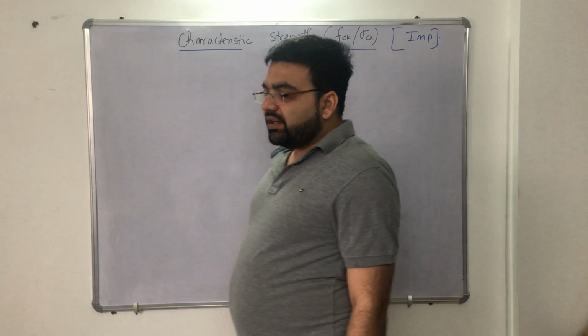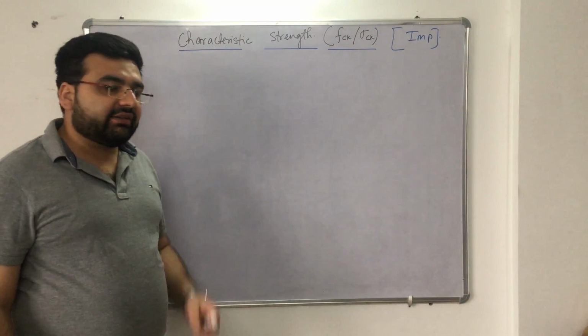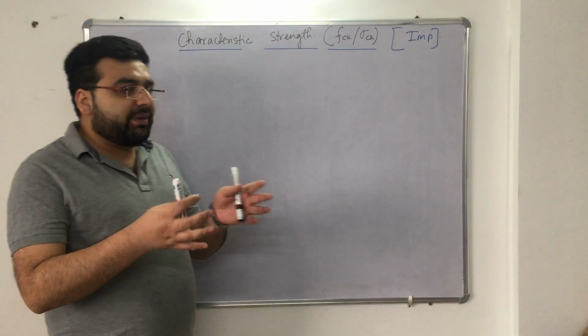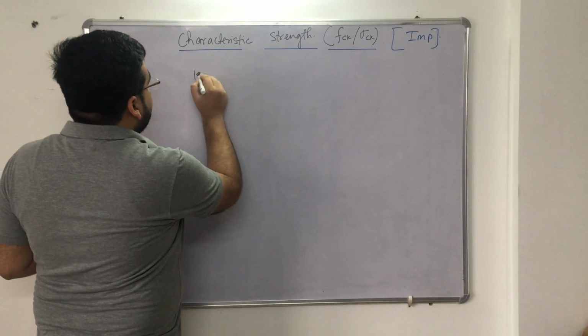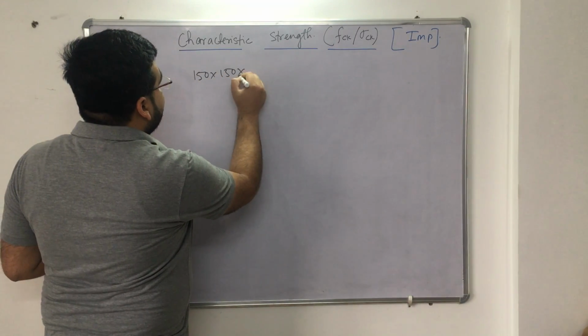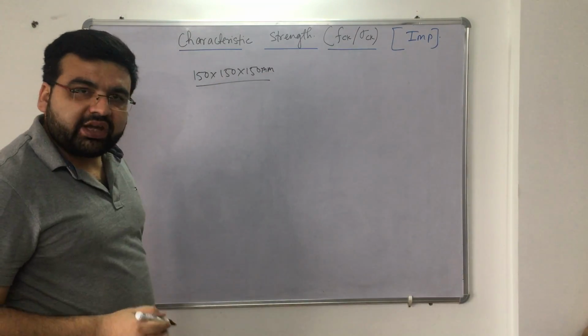Now in third year also you must have done some experiments. Some people in second year also; I did in second year when I was in college. We used to make some specimens. The size of the specimen was 150 into 150 into 150 mm in some ratio.